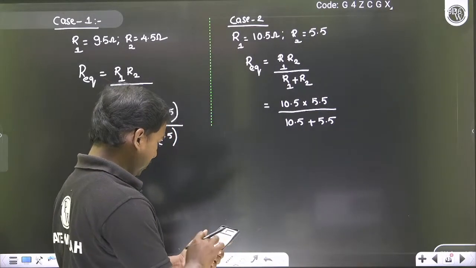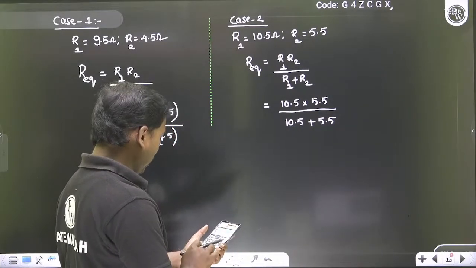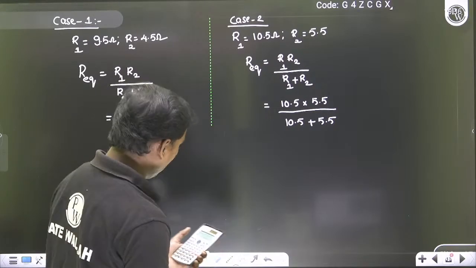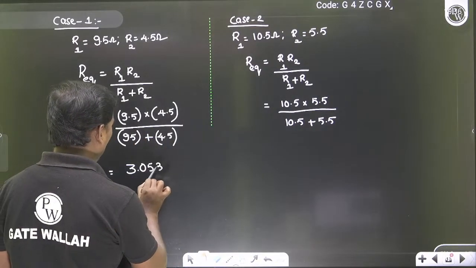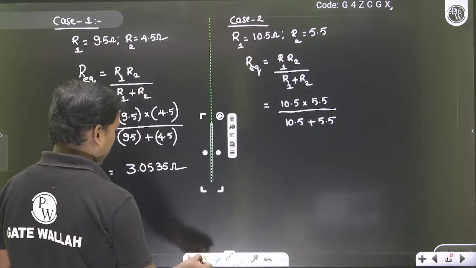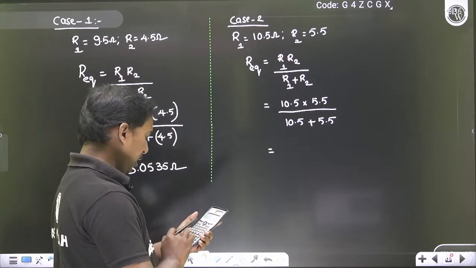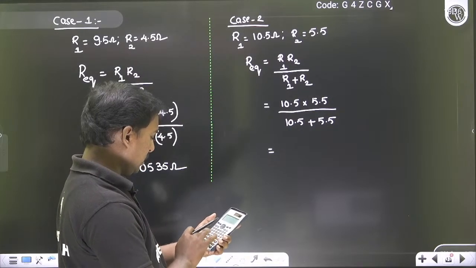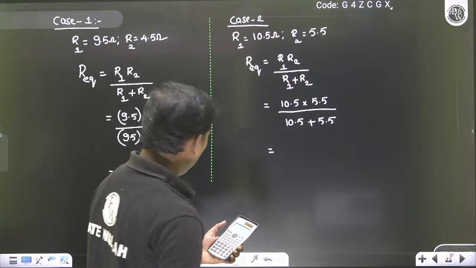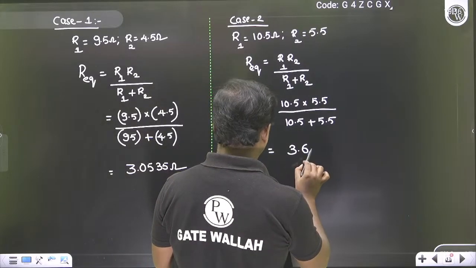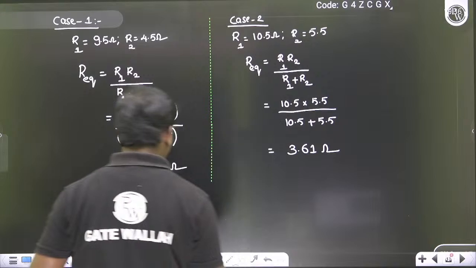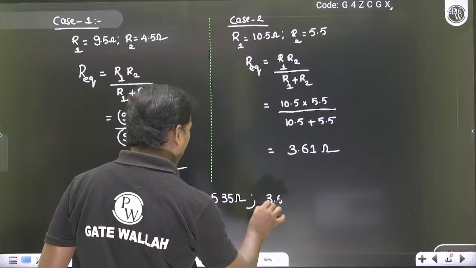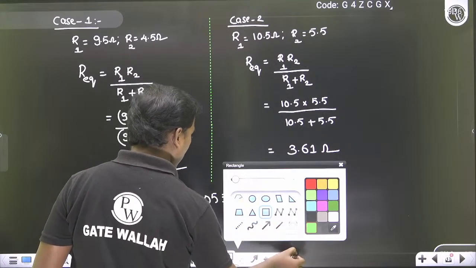9.5 into 4.5 divided by 9.5 plus 4.5. So it is coming as 3.0535 ohms in this scenario. Here 10.5 into 5.5 divided by 10.5 plus 5.5. So it will be how much? 3.61 ohms. So the resultant will be in the range of 3.0535 ohms to 3.61 ohms. These are the possible combinations.